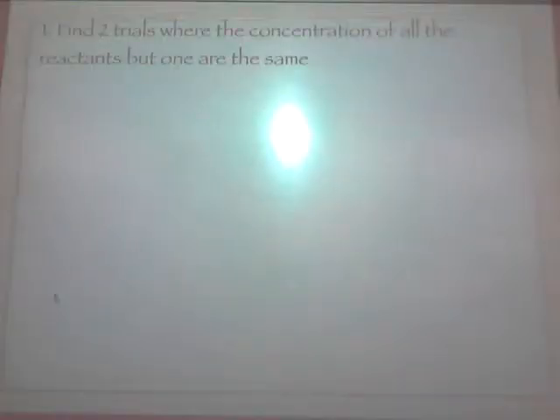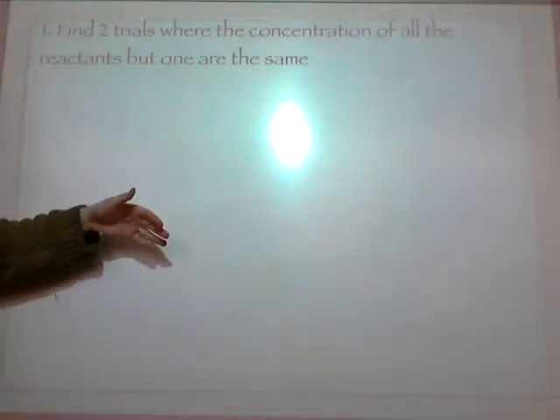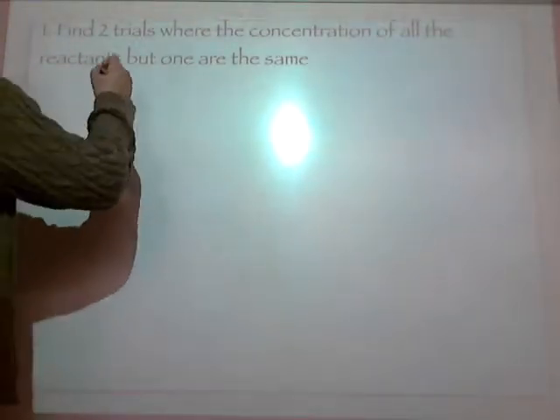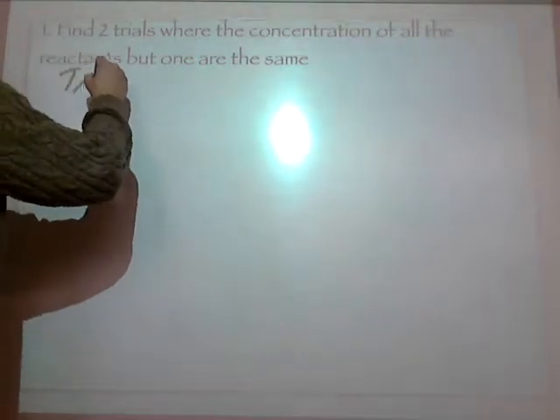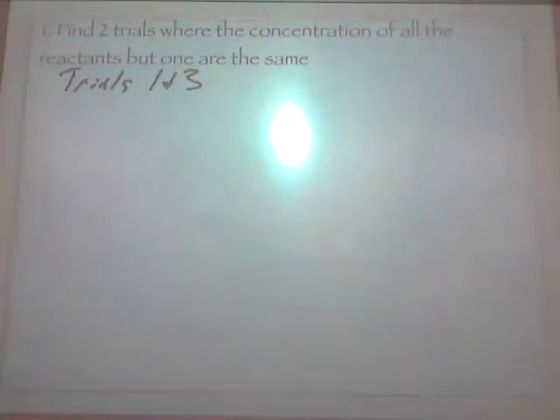So the first thing you would do is simply identify it. Obviously you're not going to write these words down; these are notes. When you go to show a homework problem, the first thing you're going to do is tell me which 2 trials you chose. In this case, you're going to say trials 1 and 3. That's your answer to the first step.